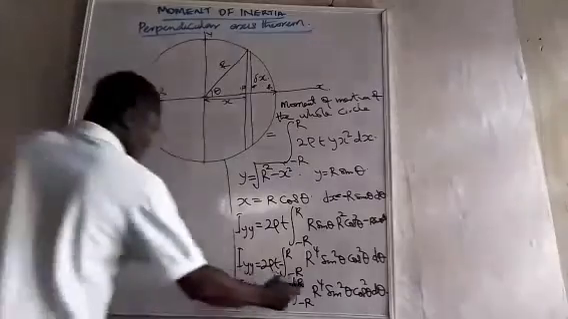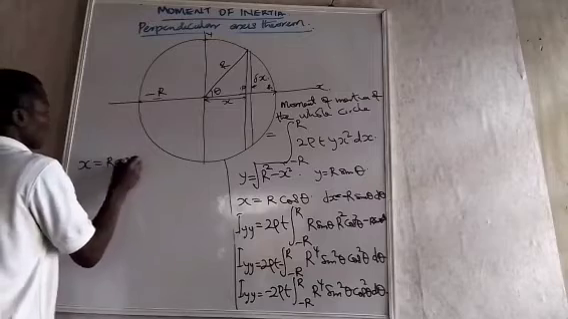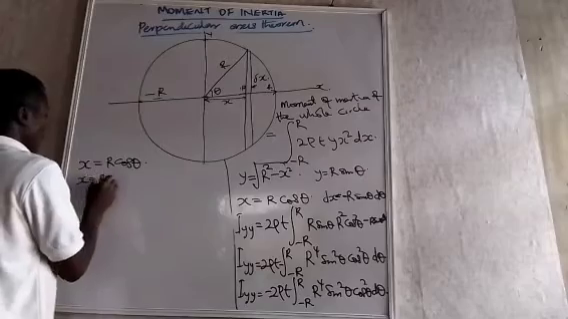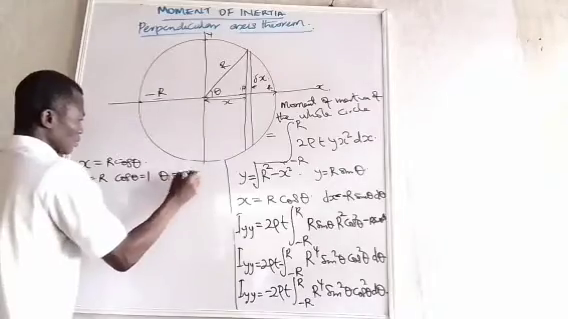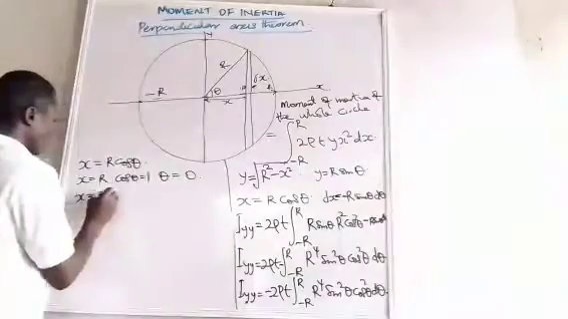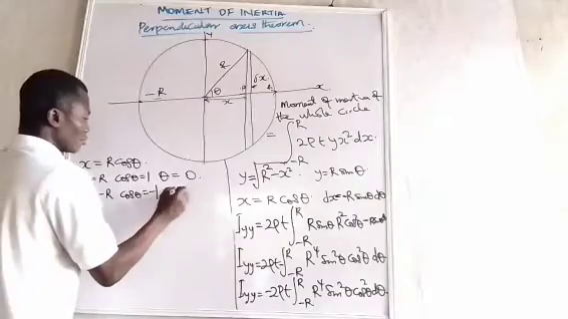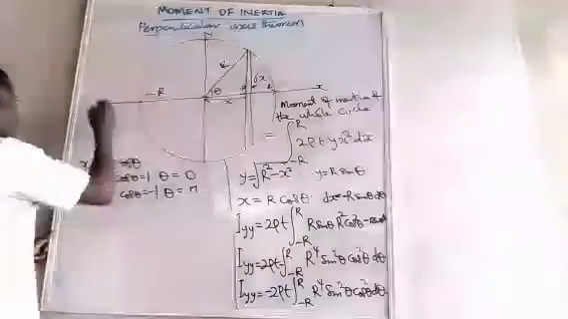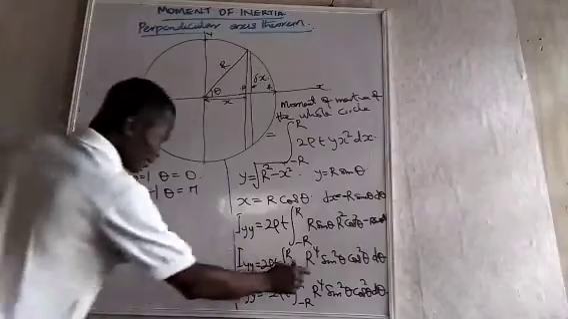So I want to change this limit. We know that x equals r cos theta. So when x is equal to r, cos theta will be equal to 1, so theta will be equal to 0. When x equals minus r, cos theta should be equal to minus 1, and at that time, theta will be equal to pi. I think it's pi. Yeah, pi. So I can now write it like this.